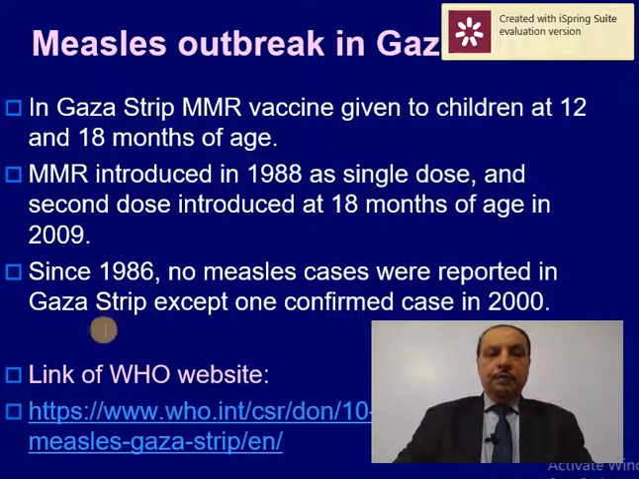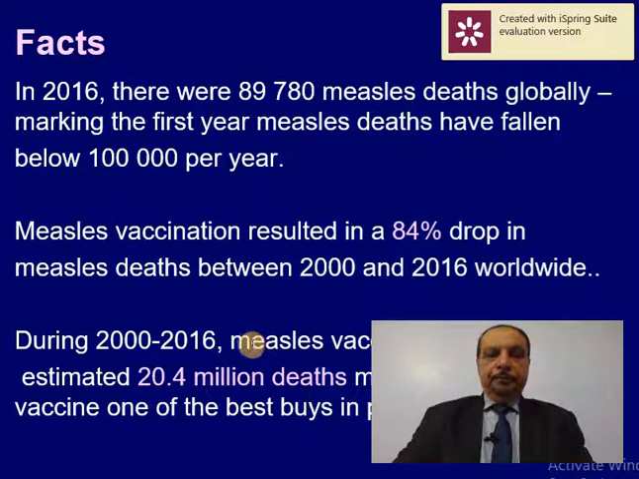If you need more information about the measles outbreak, you will go to the WHO website link found here. So you open this link and you can find all the information about the Gaza outbreak in year 2019, which is the last year. We have some facts about epidemiology of measles. In 2016, there were 89,780 measles deaths globally.